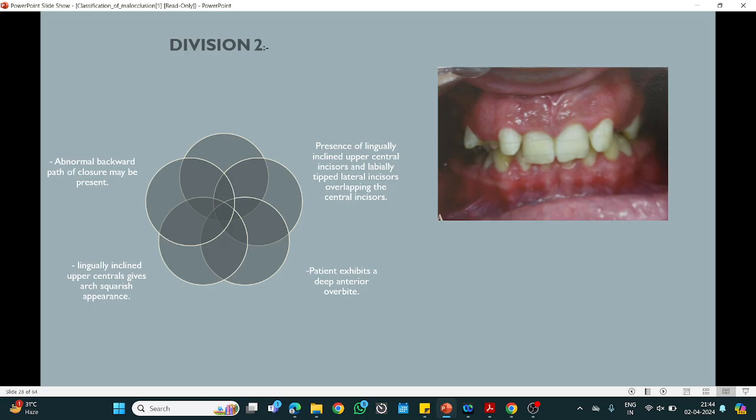In class 2 division 2 malocclusion, there is retroclination of the upper incisors. The patient exhibits a deep anterior overbite. Lingually inclined upper central incisors give the arch a squarish appearance. An abnormal backward path of closure may be present.